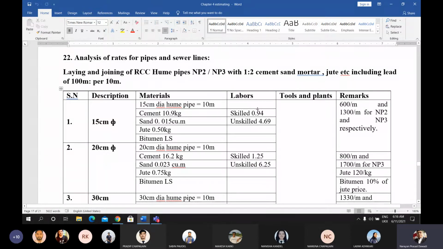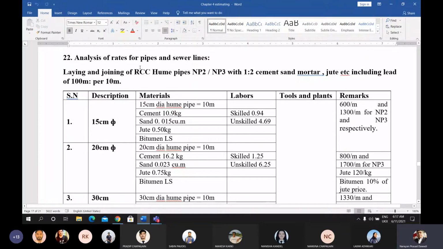For a 10-meter length of the pipe, there may be three joints, and that's why we need sand, cement, jute and bitumen for joining purpose. This is the hume pipe. The item is laying and joining of RCC hume pipes NP2 or NP3 with 1:2 cement sand mortar, jute etc., including lead, per 10-meter length. This analysis is per 10-meter length.